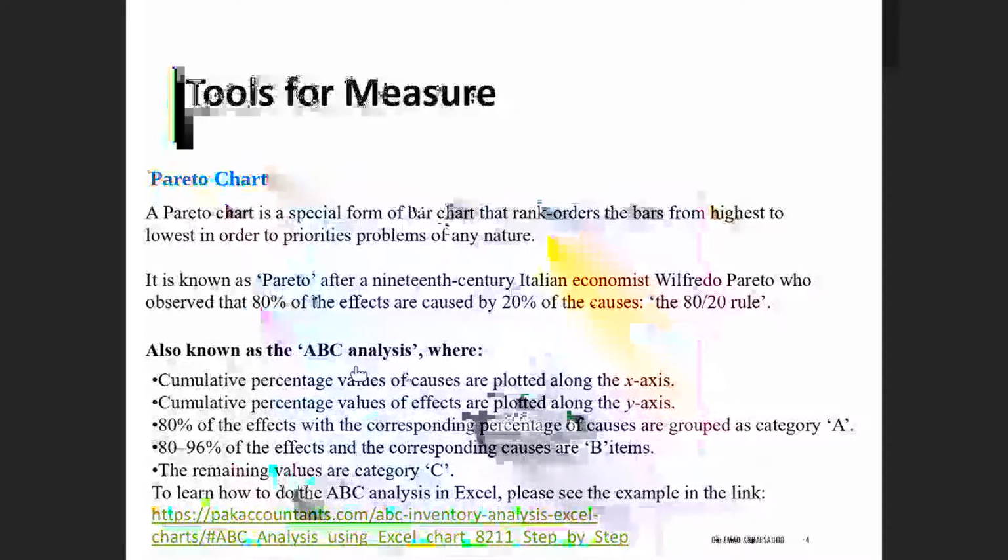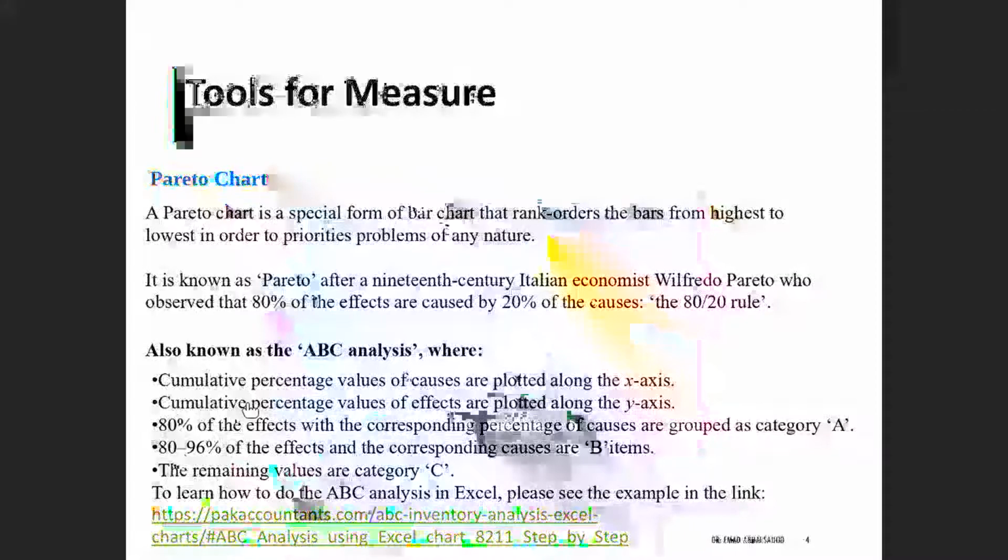The ABC analysis basically demonstrates those 20% needed first from the causes as a cluster or category A, and the categories above the 80% of the effect up to 96%, they consider as B items or B cluster, and the remaining is C. So they look at the effect percentage first until you achieve the 80%, which is either 20% of one cause or multiple causes, and they cluster these as category A, and then the above 80 to 96, they cluster as B, and the remaining as C.